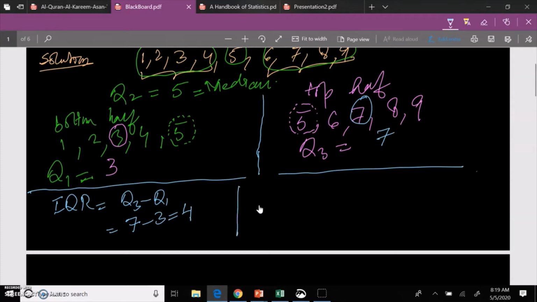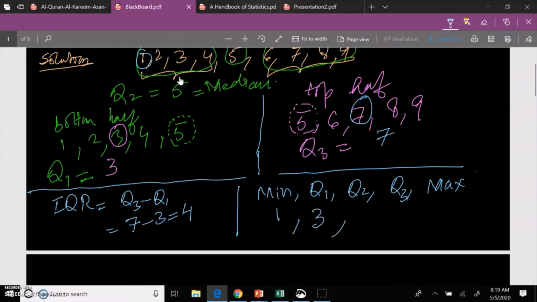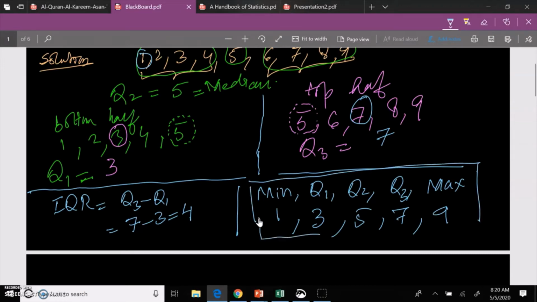Now we are asked to find the 5-number summary. Recall from the definition, the 5-number summary is the minimum value, the first quartile, the second quartile, the third quartile, and the maximum value. Look at our data set. Our minimum value is 1. The first quartile is 3. The second quartile is 5. The third quartile is 7. And the maximum value is 9. These five numbers are called the 5-number summary.